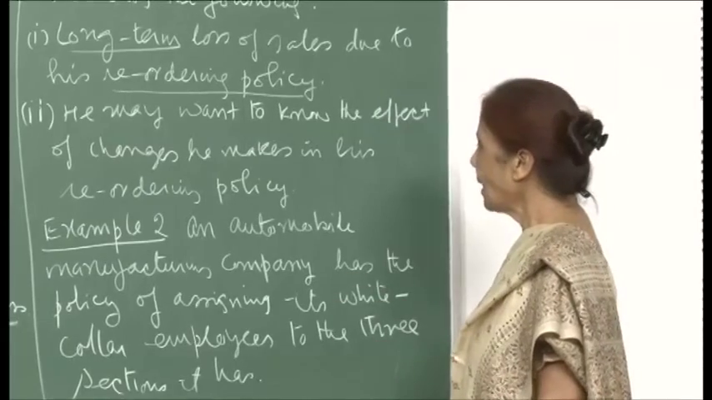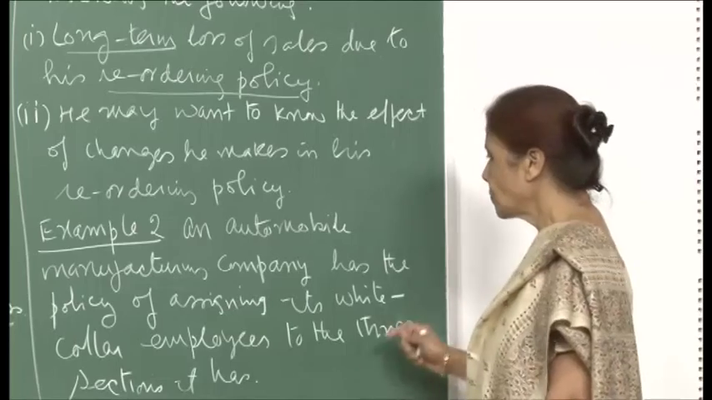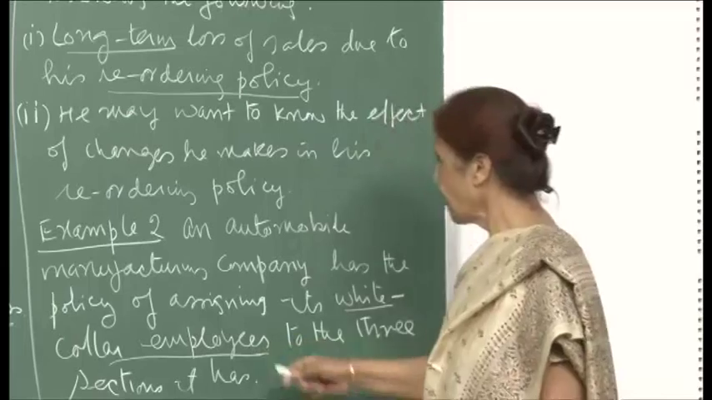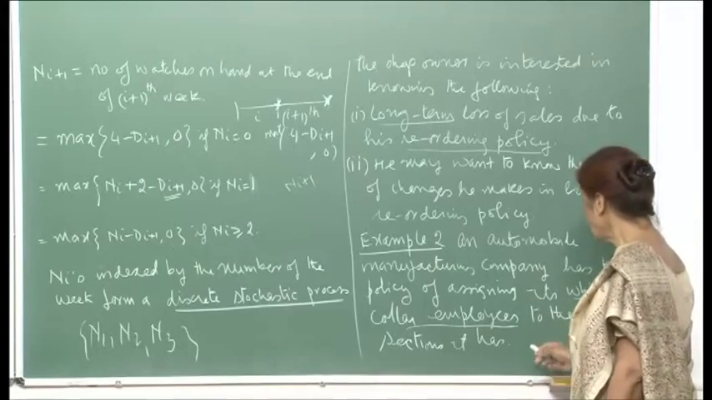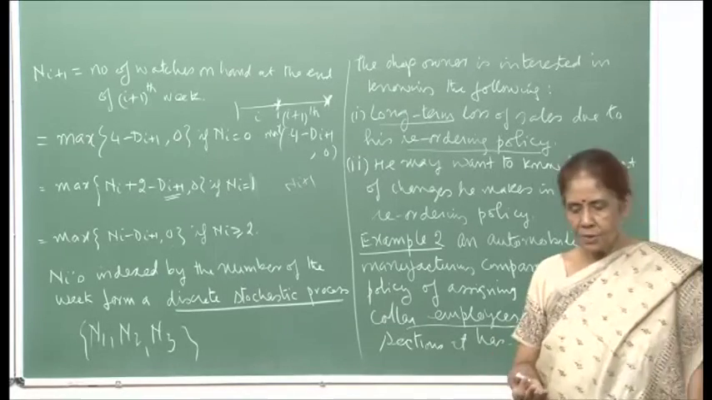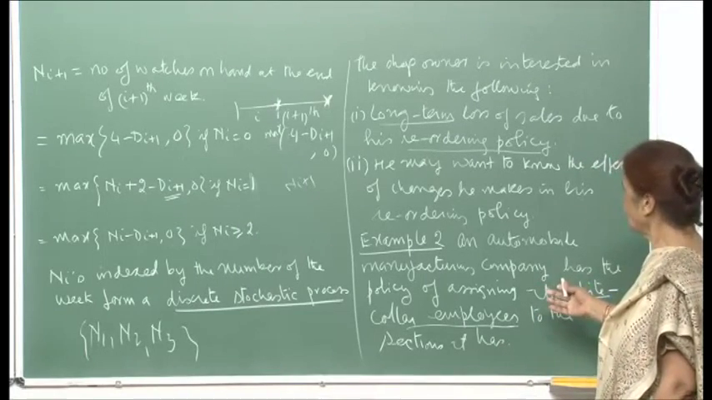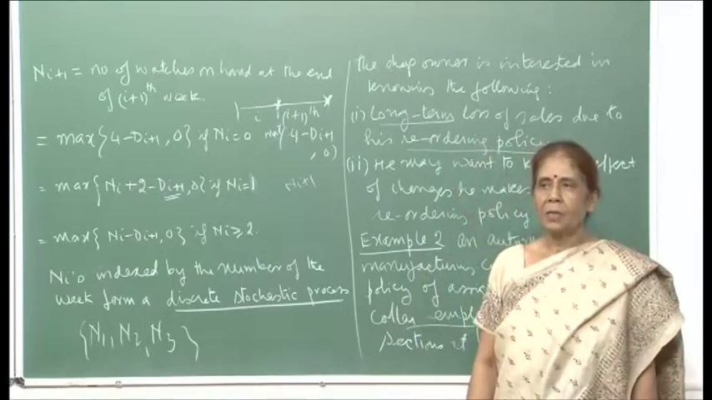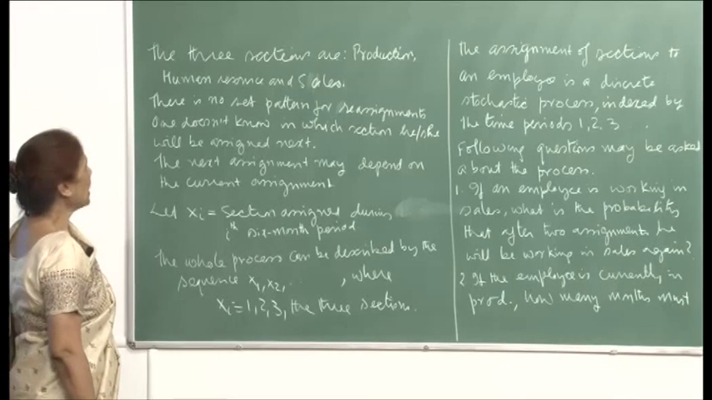So, there is an automobile manufacturing company that has the policy of assigning its white collar employees, meaning those who work in offices, the office of the sales and so on, to the three sections it has. The three sections are production, HR, handling human resources, and sales. We will now look at this example and give you another feeling about stochastic processes.